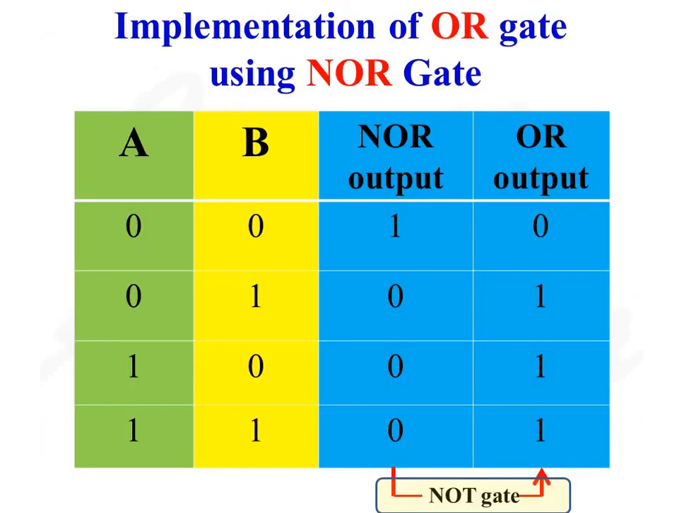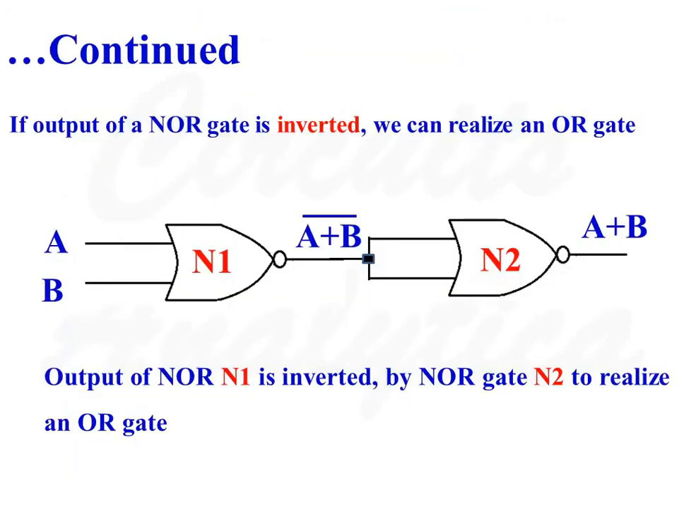Now let us implement an OR gate using NOR gates. Compare the output of the NOR operation and the OR operation. We can say that the third column is the complement of the second column and vice versa. That means if the output of a NOR gate is inverted, we will get the result of the OR operation. So if the output of a NOR gate is inverted, we can realize an OR gate.